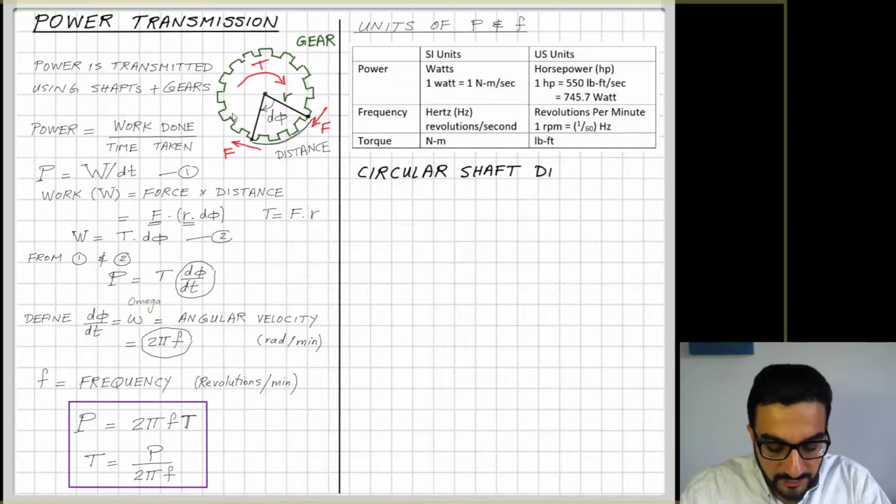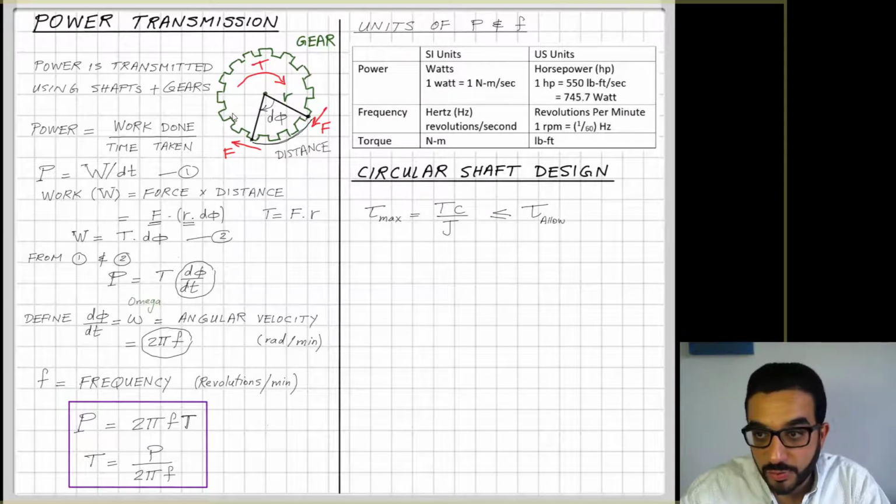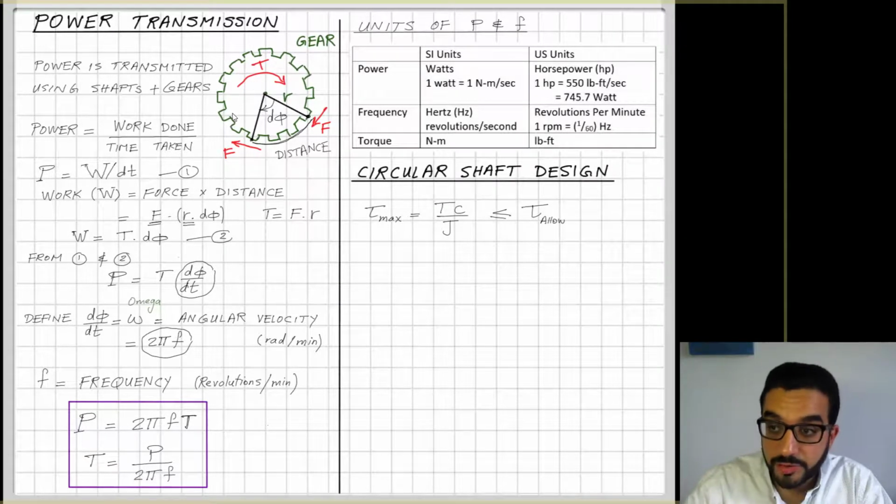Another thing we're going to discuss in this video is circular shaft design. We learned about allowable stresses and ultimate stresses. So if you are given an allowable shear stress, which is the main dominant shear stress controlling the design of a shaft, and we're dealing here with circular shafts, not non-circular, we're limiting ourselves to circular, which most shafts are.